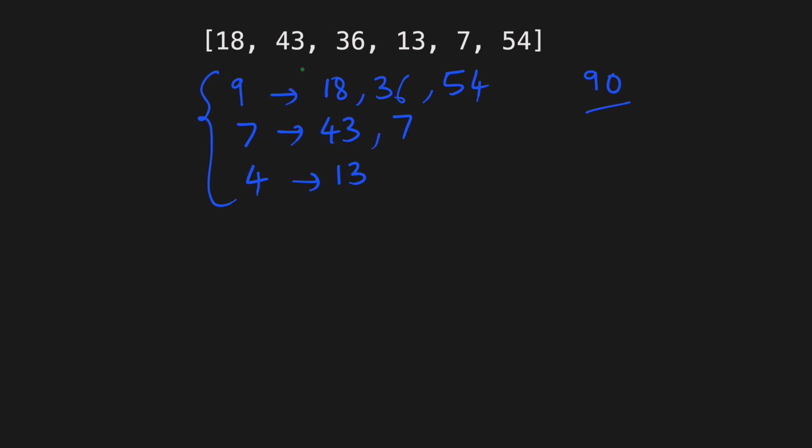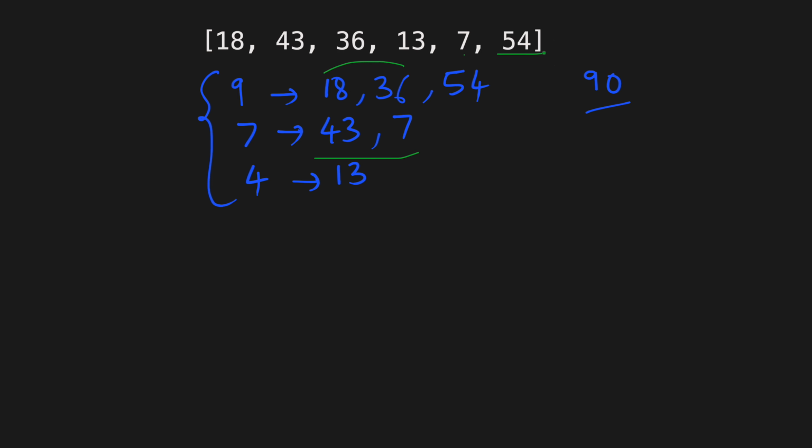So we will again form the groups like we were doing earlier. So we added 18 to group 9, 43 to group 7, 36 again to group 9. Now the group size here becomes 2. Then we add the element 13 to group 4, element 7 to group 7. Now this group size is also 2.